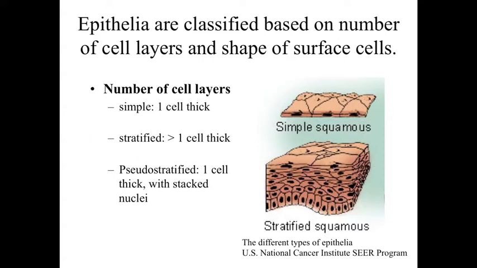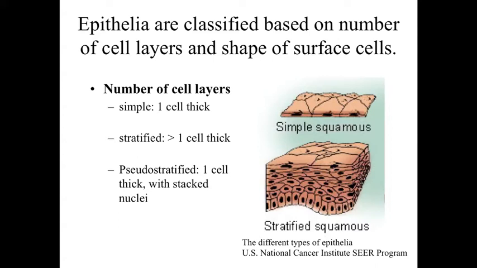And if it's greater than one cell thick, whether we've got 2 cells thick or 100 cells thick, it's going to be referred to as stratified because we're going to have different layers of cells stacked on top of one another. Now, it gets a little bit more complicated in that there is a specific type of epithelia that we'll see later on in the course, which is pseudostratified. Pseudo, for false, stratified, it's falsely stratified, which means that we're going to be looking at something that's one cell layer thick, but it looks like it's going to be multiple layers.